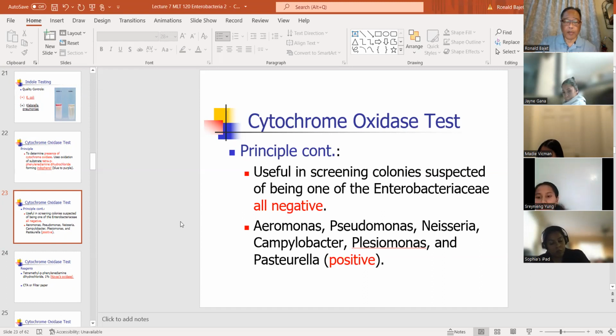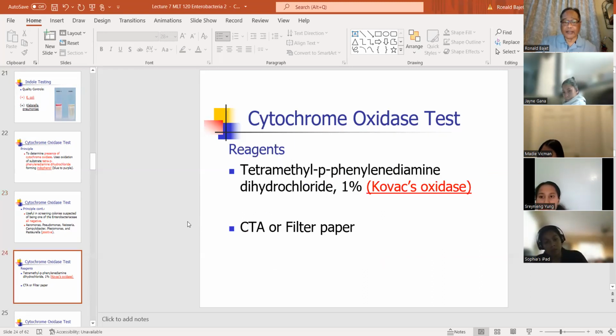Okay. Remember your characteristics of Enterobacteriaceae. Like I said, the reagent is the tetramethyl-p-phenylenediamine dihydrochloride. That's Kovacs oxidase. There's also a Kovacs indole. Remember the Kovacs indole, which is the liquid? Well, that's Kovacs indole. There's a Kovacs oxidase test. So you perform it the same way using CTA or filter paper.